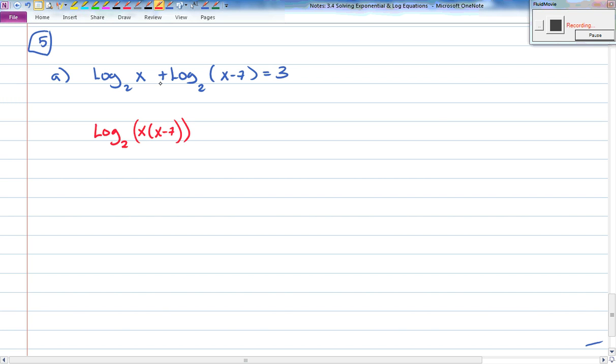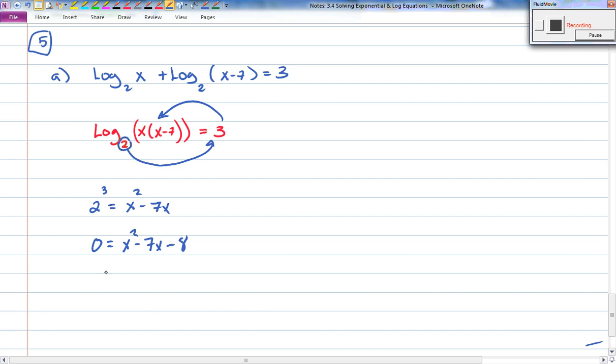Because I can expand a logarithm over addition through multiplication, so I can condense in the opposite order. So therefore, I'd have 3 on the other side. Now, when I exponentiate both sides, I have 2 cubed equals x times x minus 7. So what I end up with is 2 cubed equals x squared minus 7x. So 0 equals x squared minus 7x.